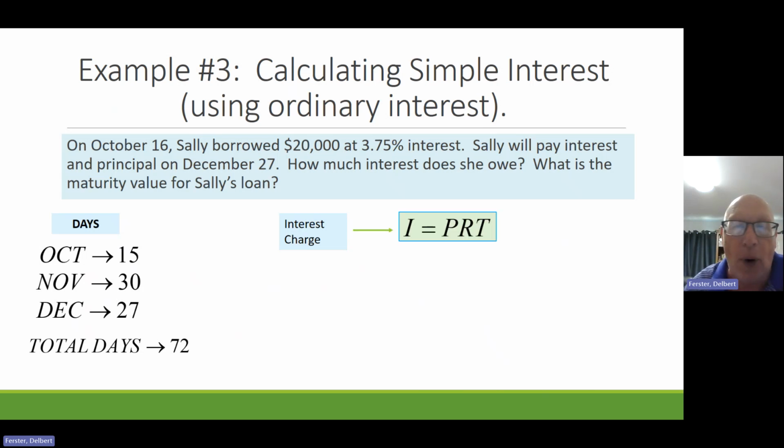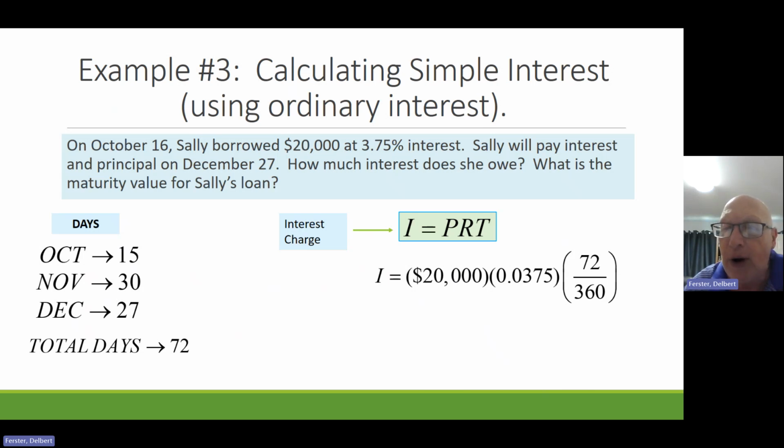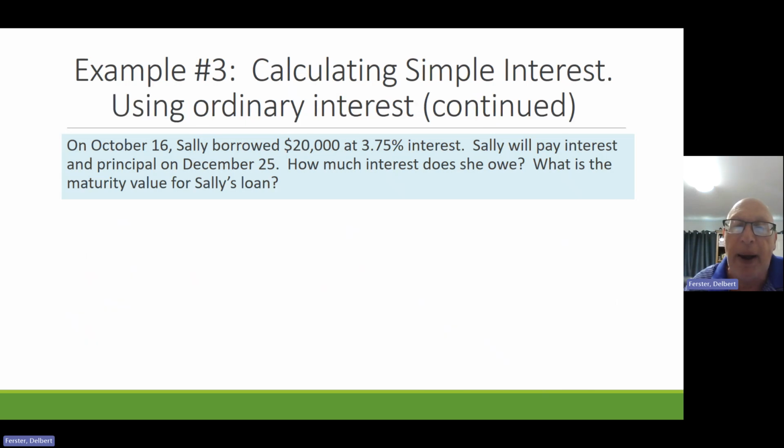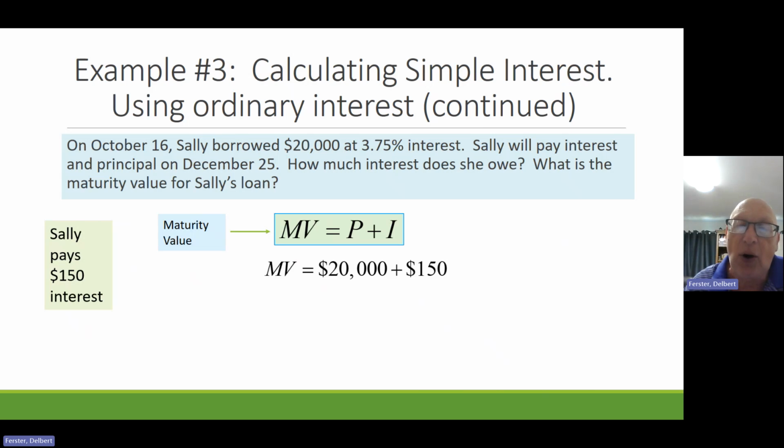Calculating interest charge, same formula, principal times rate times time. 20 grand going in for P, 0.0375 going in for rate, and the time playing at 72 over 360 because we were asked to use ordinary interest. Again, calculator gymnastics: 20,000 times 0.0375 times 72 divided by 360. Fire it out. You got $150 interest charge. So to wipe out the loan, you're going to have to pay back the loan amount in addition to the interest charge. So it's going to cost you $20,150 to wipe the loan.